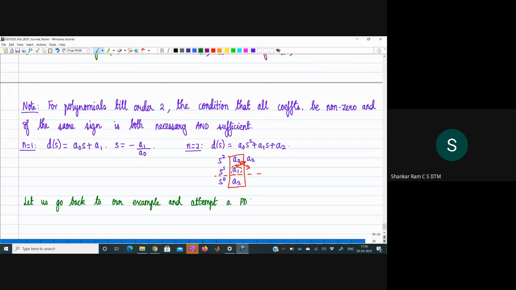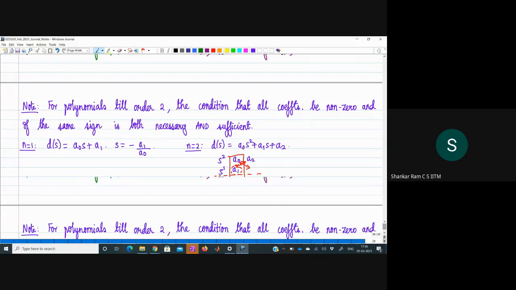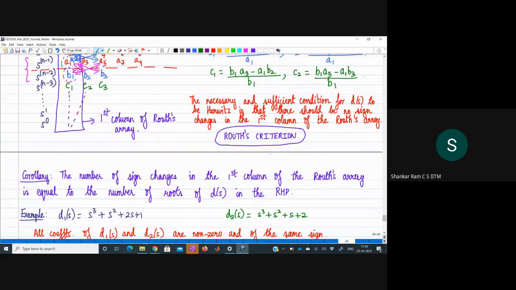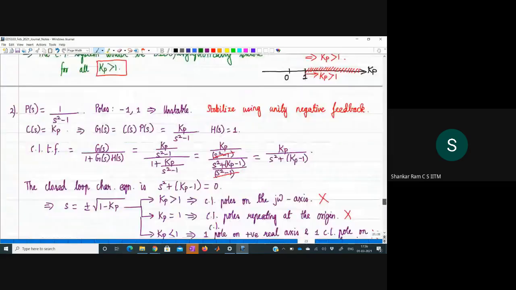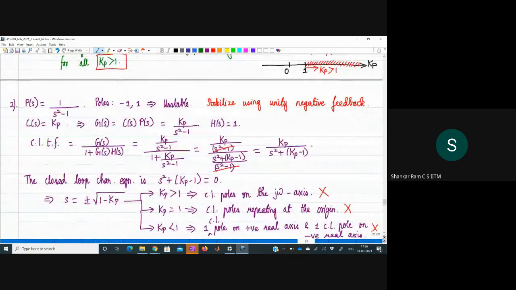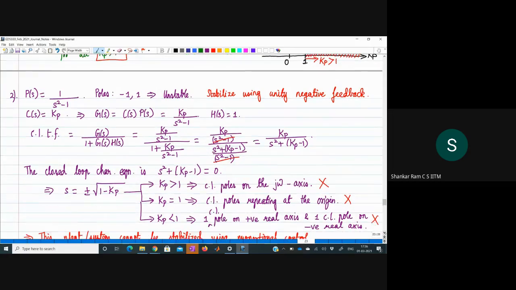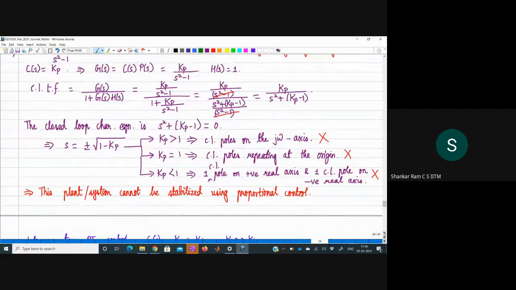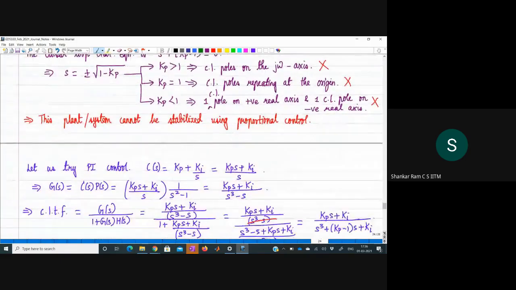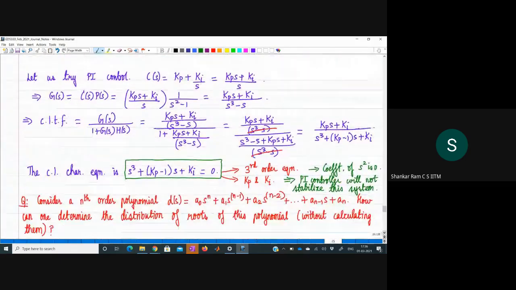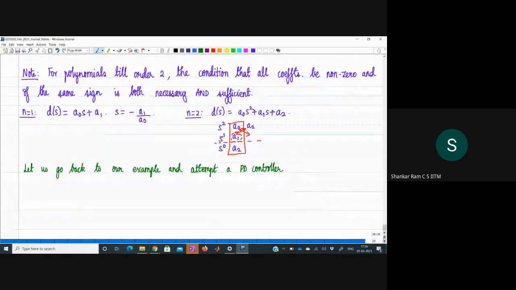So what was our example? Our example was the one with the transfer function being 1 by s squared minus 1, right? So we saw that this plant cannot be stabilized using proportional control, point number 1. And this plant cannot be stabilized using a PI controller. How did we figure that out? By using the necessary condition of the Routh's criteria that we studied today. Okay. So let's consider a PD controller.